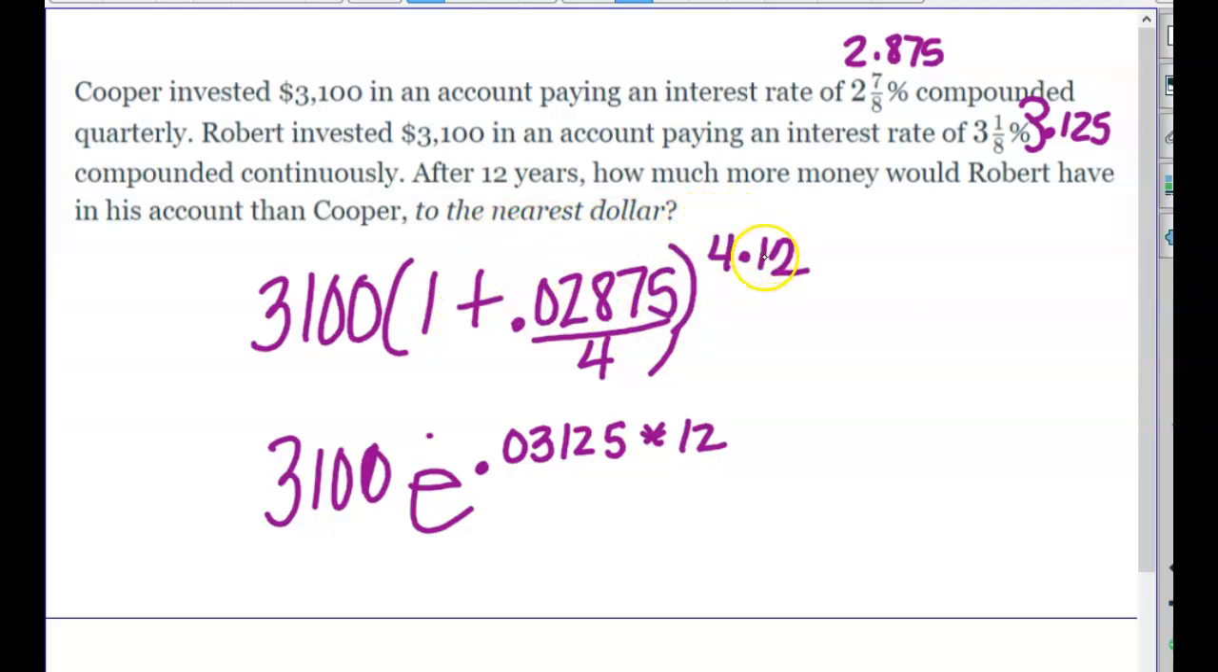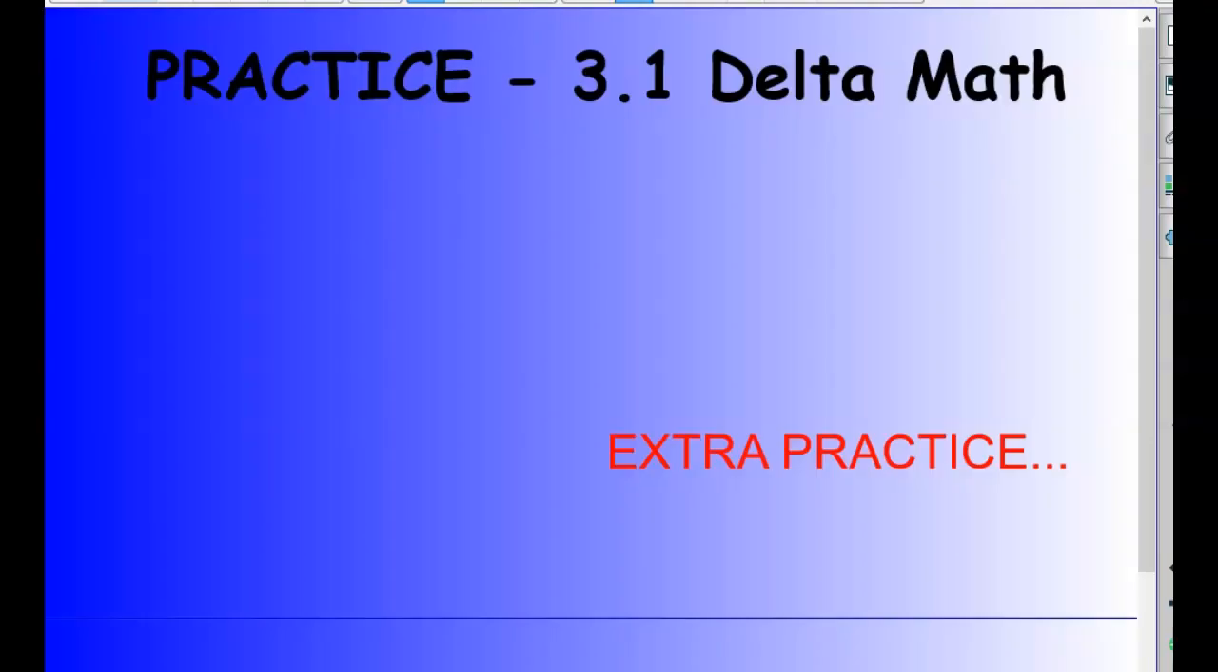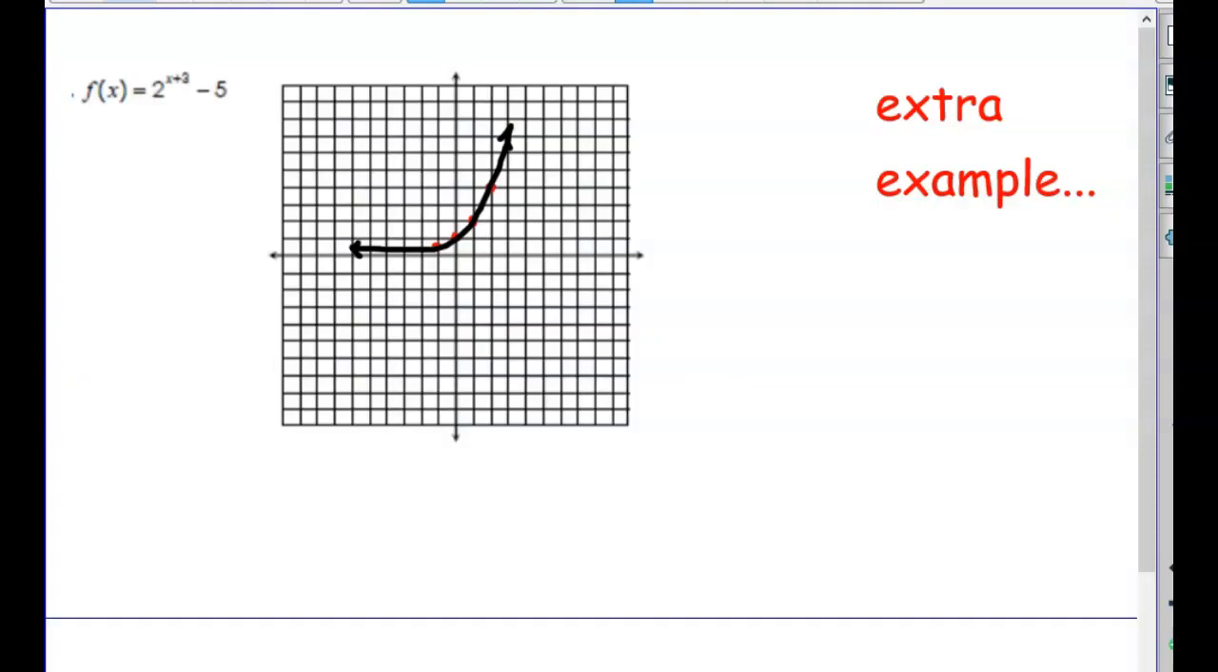Any questions? It's a lot of typing, but I think it'll be okay. Did you want me to finish that one or you got it? You would just do this one, and then subtract them and round to the nearest dollar. And there's not one like this, so I can stop. So the practice is just Delta Math 3.1. I think it's called exponential practice or something. Do we need to talk any more about any of this?